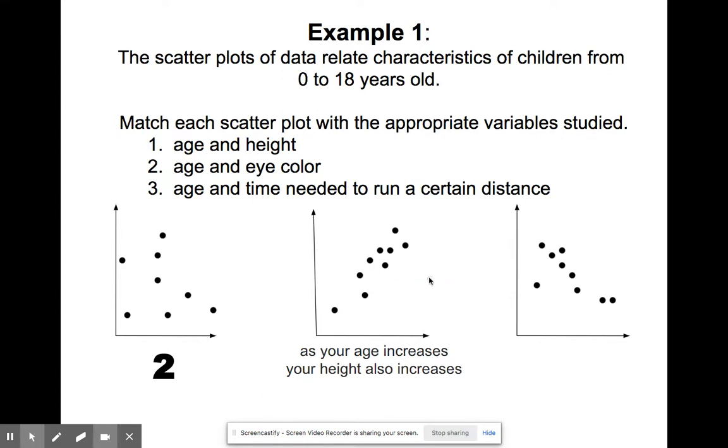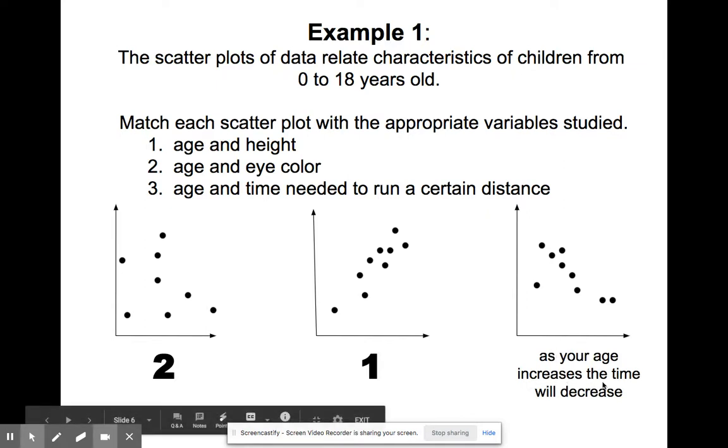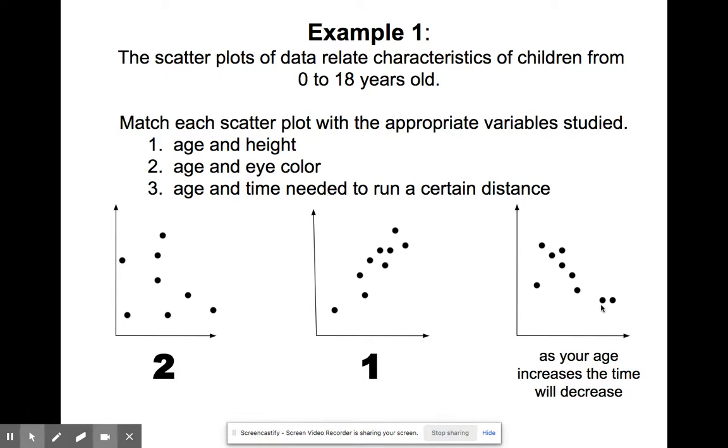And then, of course, your final one, age and time needed to run a certain distance. So, as your age increases, time will decrease. Right when we're younger, we can run pretty fast, we can go farther distances, but as we get older and weaker and our bones become old and weak, we're going to be able to run smaller distances.